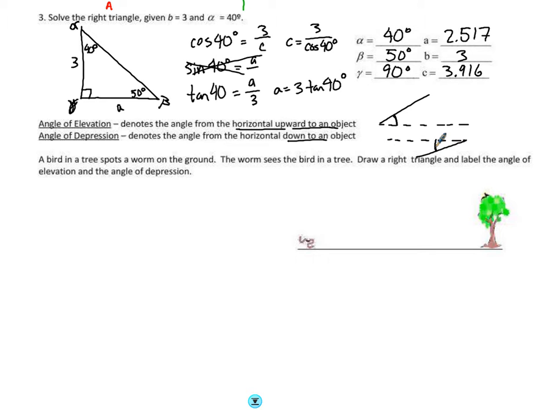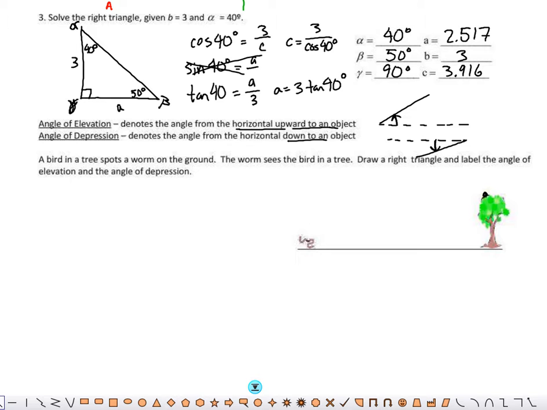So for example, if I'm looking at a bird in a tree, and the bird's up here, and he's looking down at an object like a worm, here my horizontal line of sight is going to go in this direction. However, the bird's horizontal line of sight is very different from its angled sight when it's looking at the worm down here. Now the worm, on the other hand, has an angle of elevation. Since he's looking up at the bird, his line of sight is the same, but his horizontal is down here on the ground.